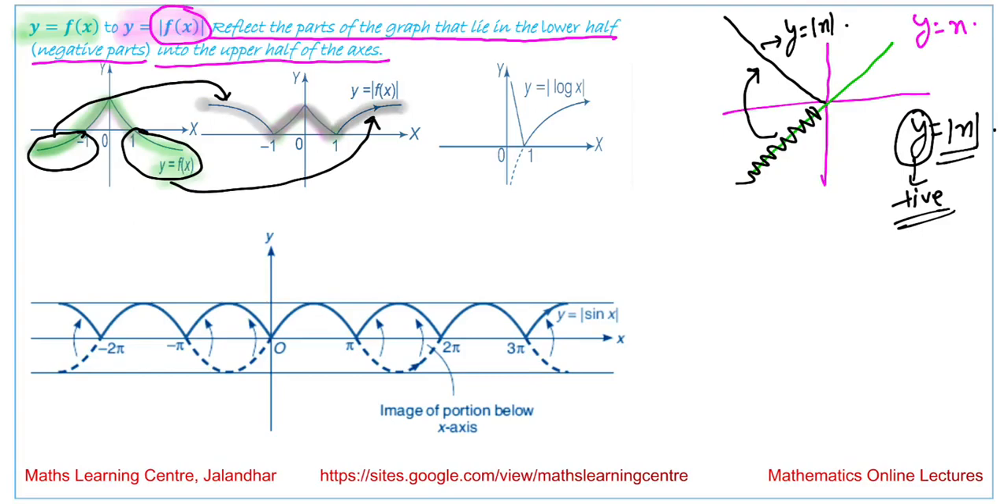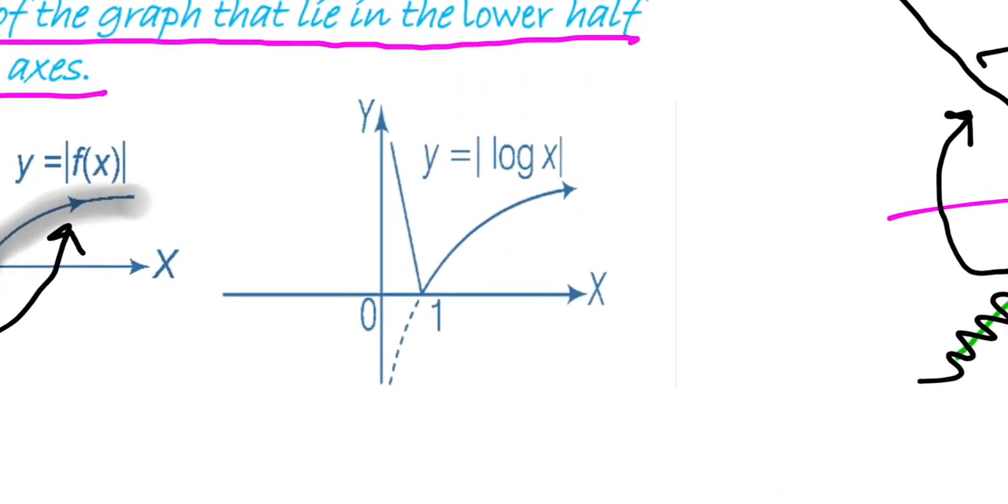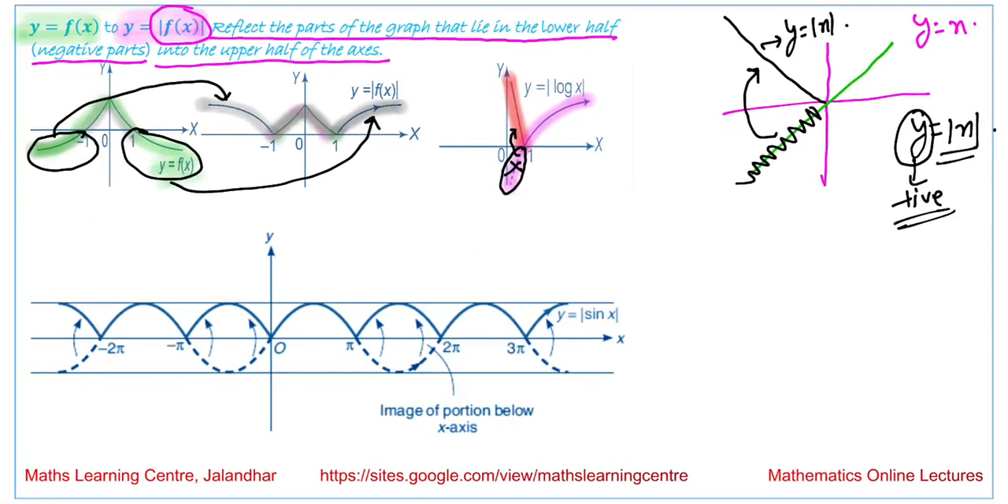Similarly, we are talking about the function y is equal to mod of log x. The graph of y is equal to log x is this. We are saying that this portion is the negative portion. We have to ignore this portion and reflect it along the x axis. So when this portion is reflected along the x axis we get this line over here. So this is the graph of y is equal to mod of log of x.